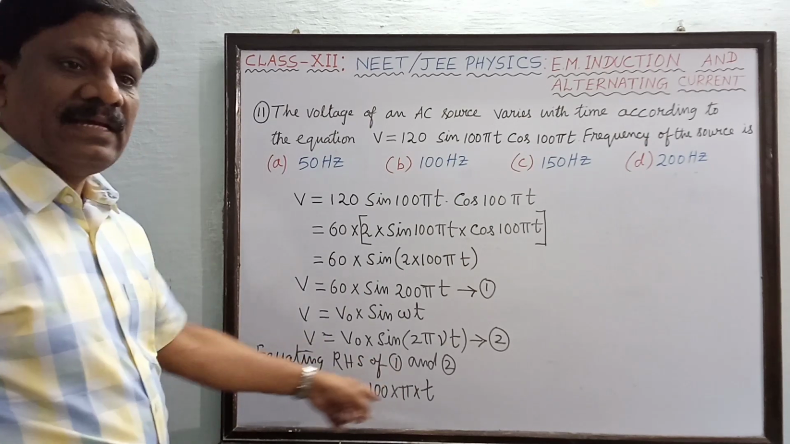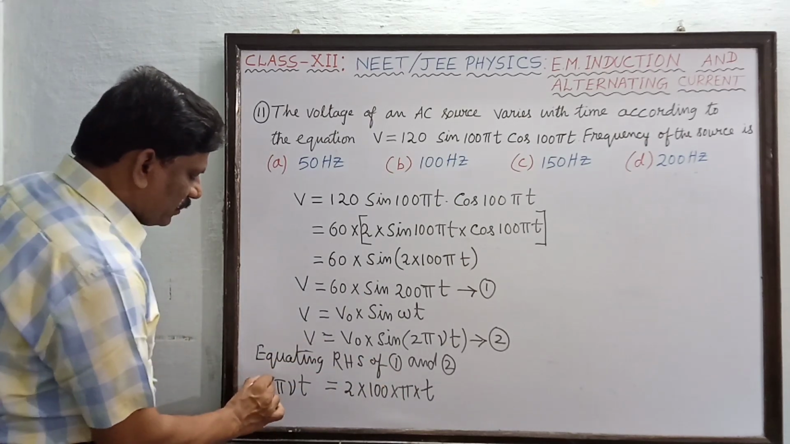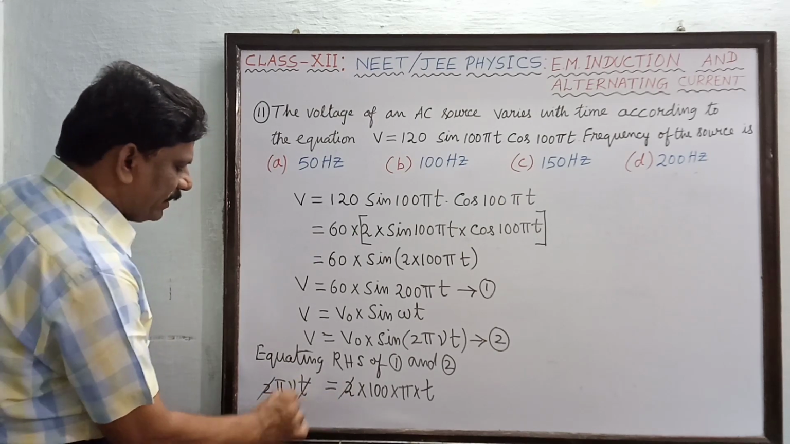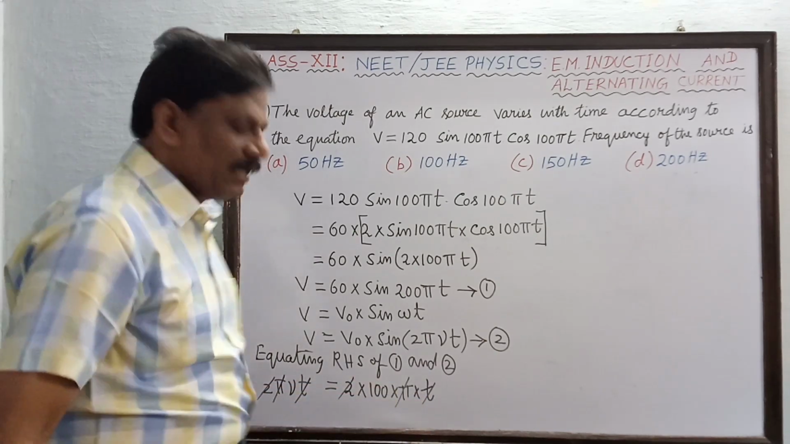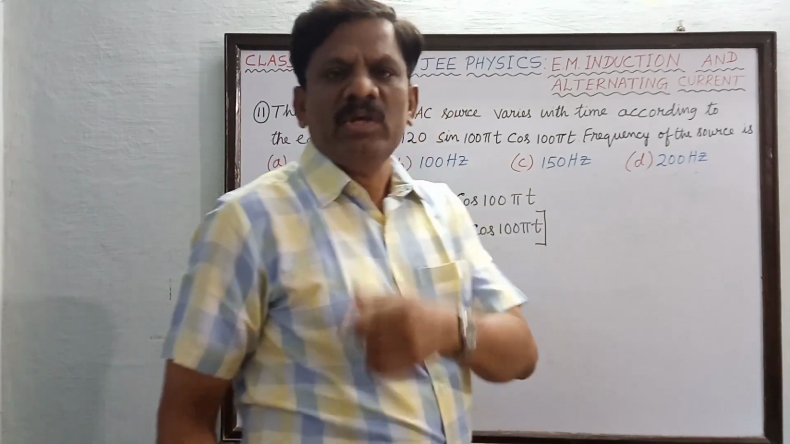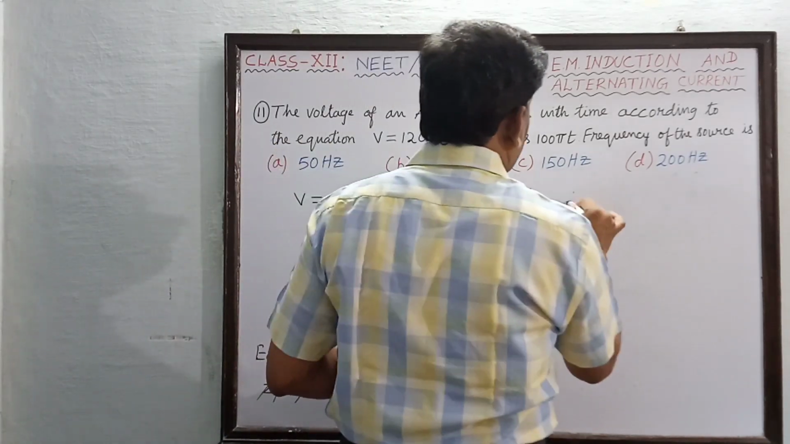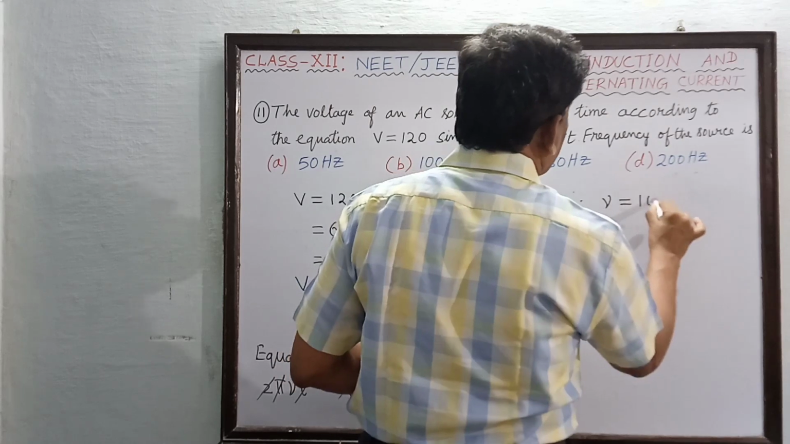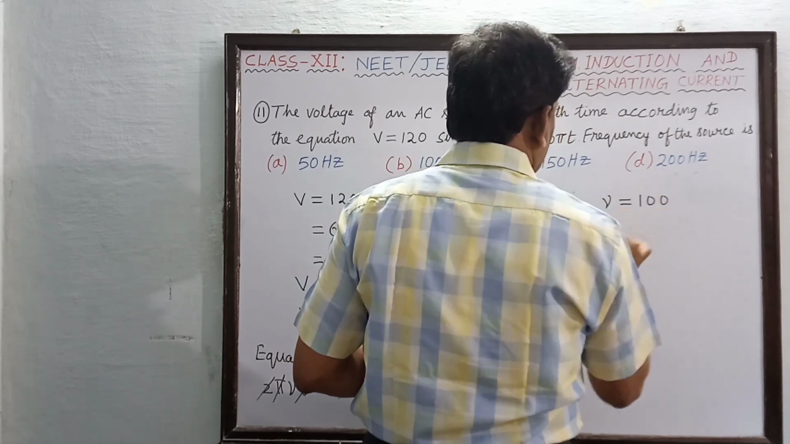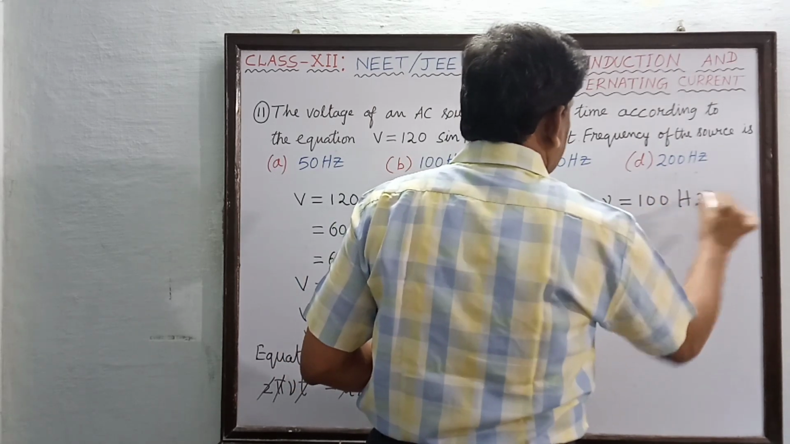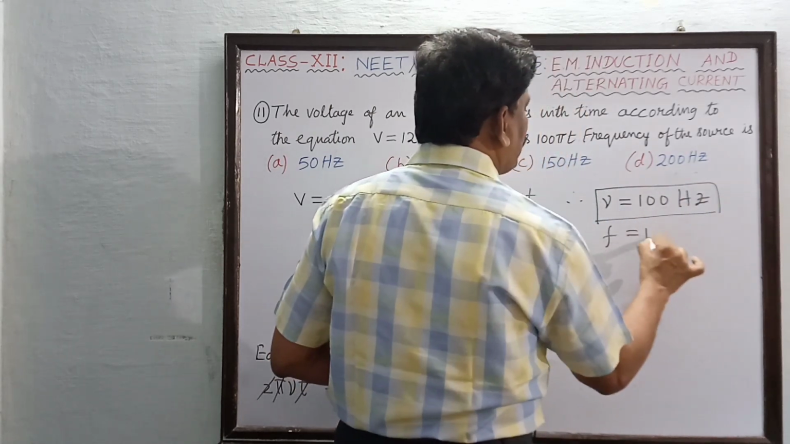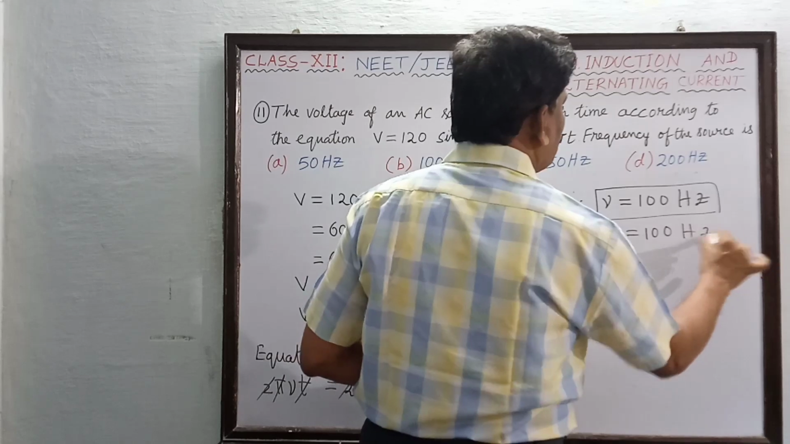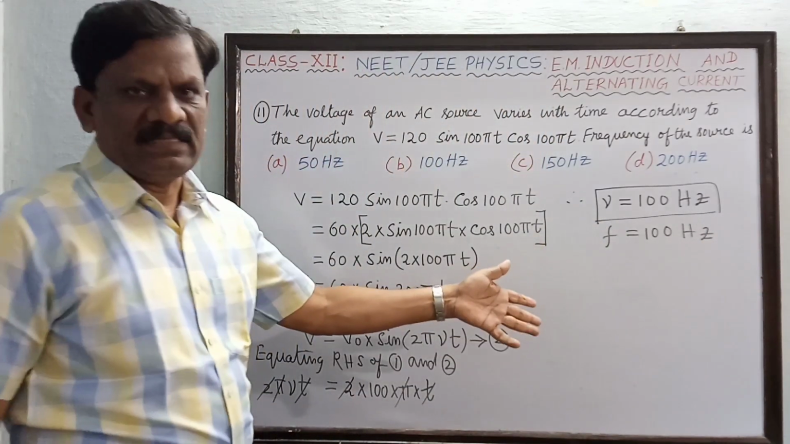So you can cancel some of the constants on both sides. 2 and 2 get cancelled, t and t get cancelled, π and π also get cancelled. So what is remaining? ν is equal to 100. Therefore, ν is equal to 100. So this is the answer. ν is the frequency. You can also write it as f, which is also used sometimes.